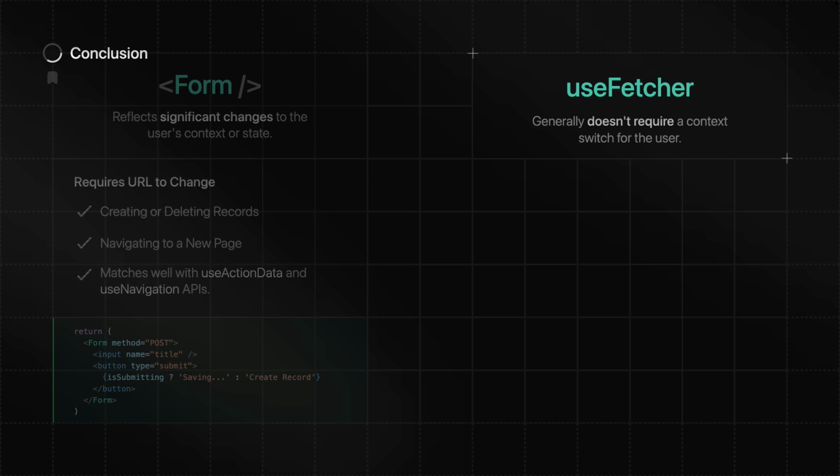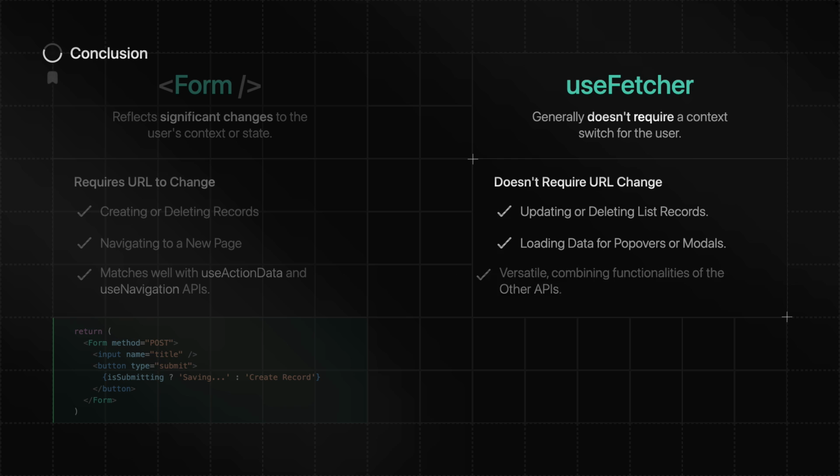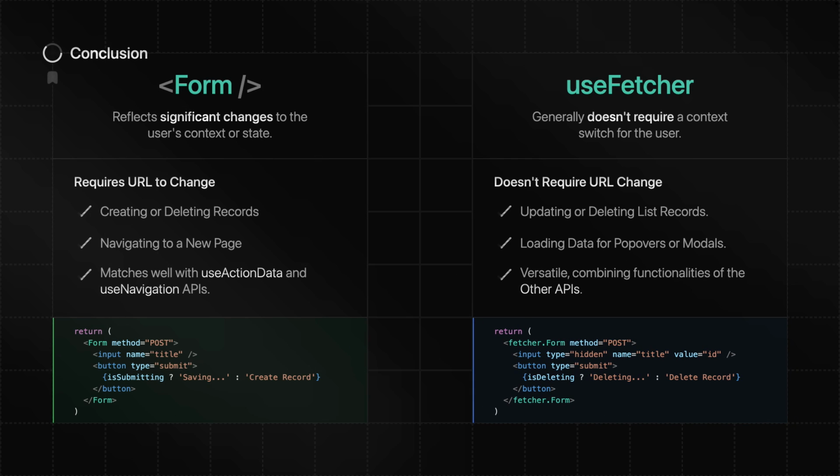On the other hand, useFetcher generally doesn't require a context switch for the user. This also implies that it doesn't require the URL to change and can be used for updating or deleting list records, loading data for popovers or modals, and it's super versatile, combining functionalities of the other APIs.